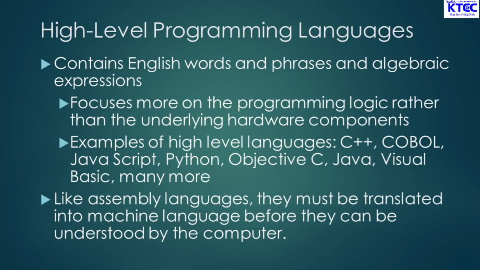We have C++, COBOL, JavaScript, Python, Objective-C, Java, Visual Basic, and many more. Like assembly languages, they must be translated into machine language before they can be understood by the computer. Just like assembly language, with the human-readable words in our high-level languages like Python and Go, where we have print, variable, and all that, the computer still can understand.